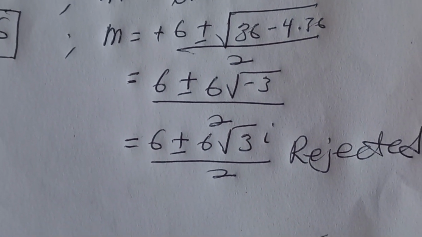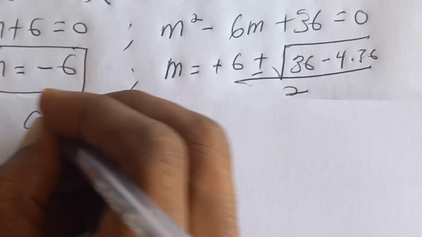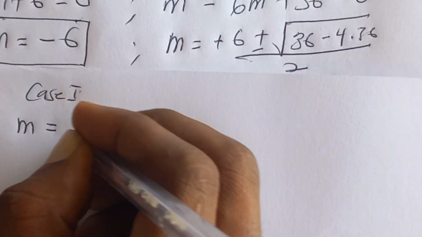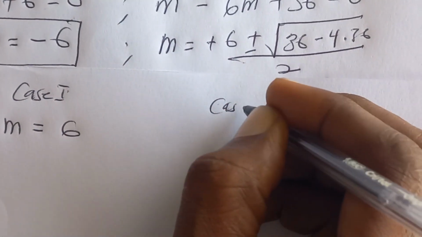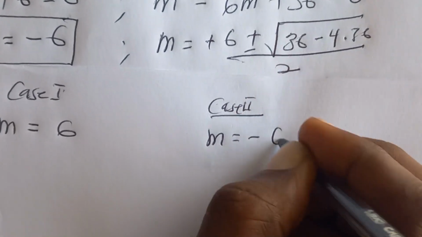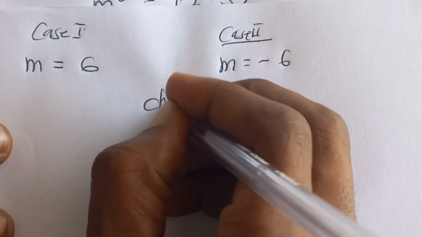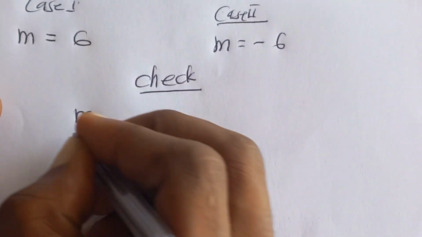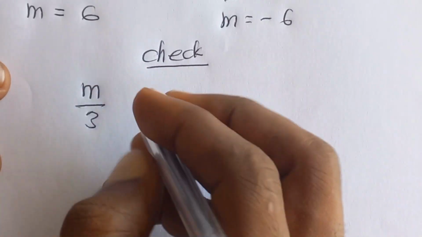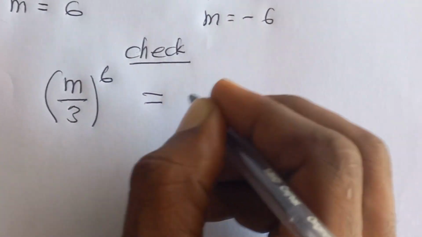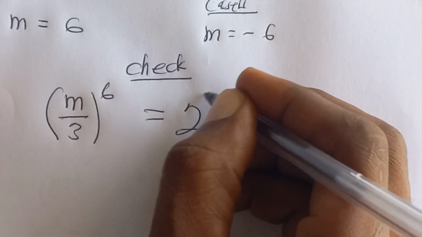Now, looking at this, we have m to be 6 from case 1, and from case 2, we have m to be negative 6. Now let's check to see if our solution is correct. We have (m/3)^6 is equal to 2^6.